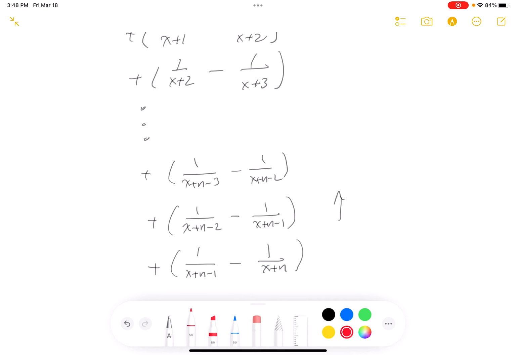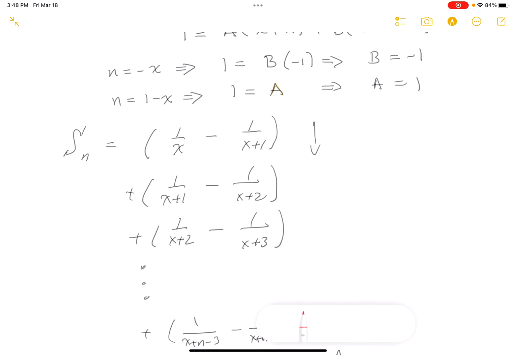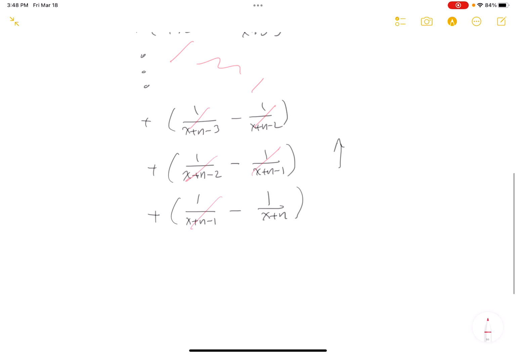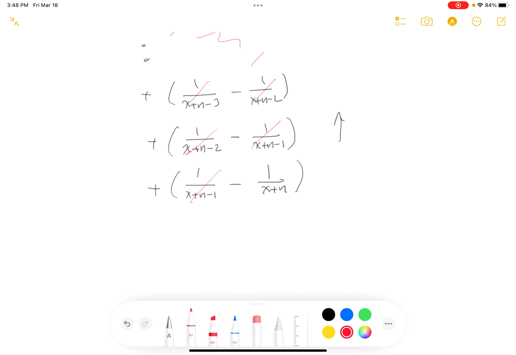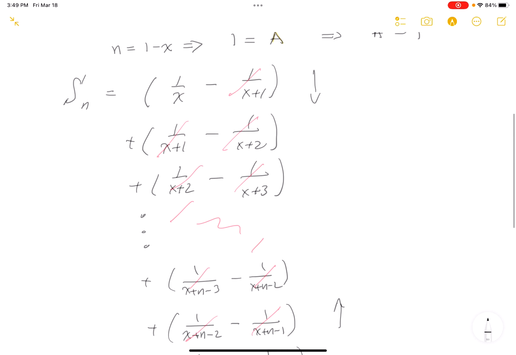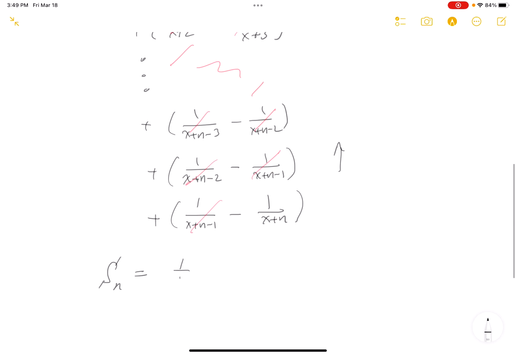Let's kind of look. We're looking for cancellations. It's telescoping. Well, this disappears. That's good news. This disappears. I hope you realize there's somebody here that would get that to disappear. And everything in the middle would disappear. And then the term here would make this one disappear. This makes this one disappear. This makes this one disappear. So I think I'm ready to write Sn down. And what do you get over here? Well, we're going to get 1 over x for sure, minus 1 over x plus n.